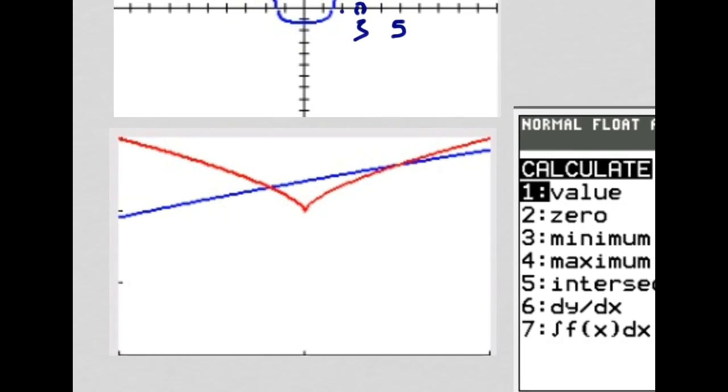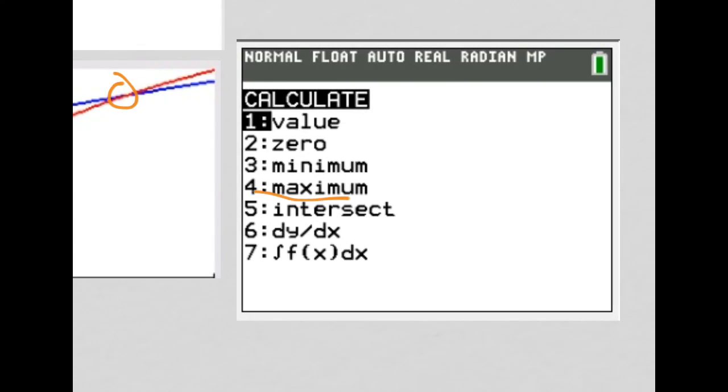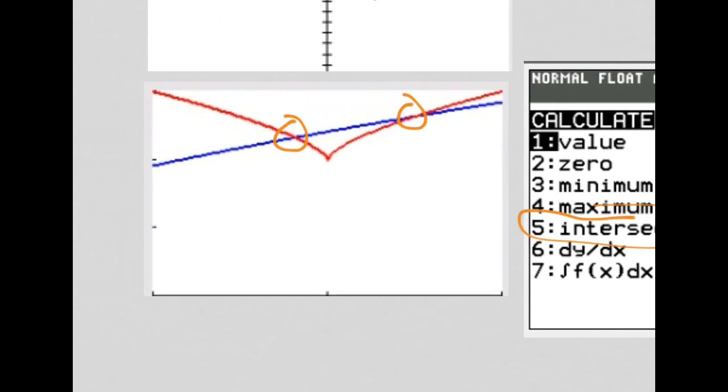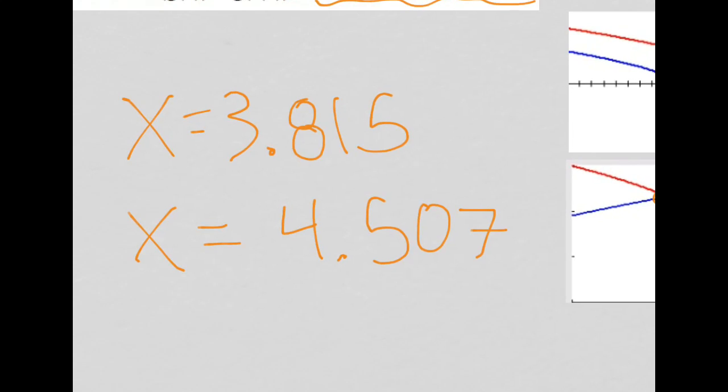So adjust your window. I adjusted mine. And then look, you can actually tell that we do have the bird graph going on. It's got the little cool V. And on top of that, pretty neat, we can clearly see these two intersection points right there. And so, hit second, calculate, which takes you to this screen. We want to choose intersection, and then follow the prompts on the screen to find the two intersection points. And you should find the values x equals 3.815 and x equals 4.507, and we are done.